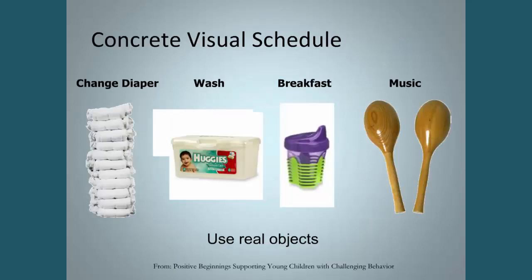So here's an example of some symbols that you might use for a very young child. The diapers, the washing up, then breakfast, then music. So all of those are nice symbols for a young child to learn.